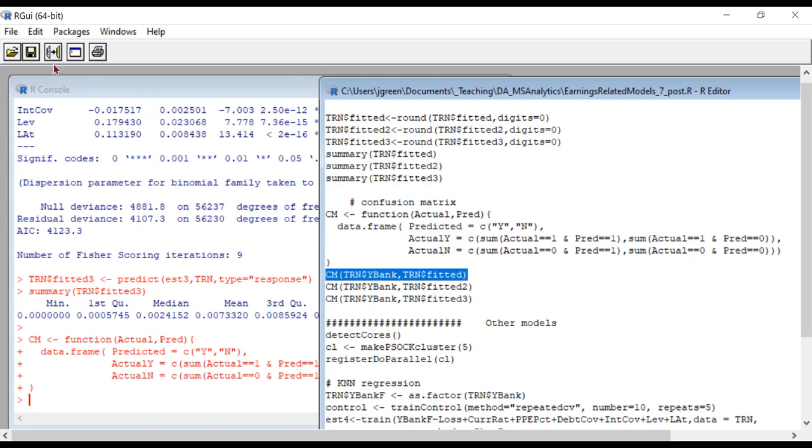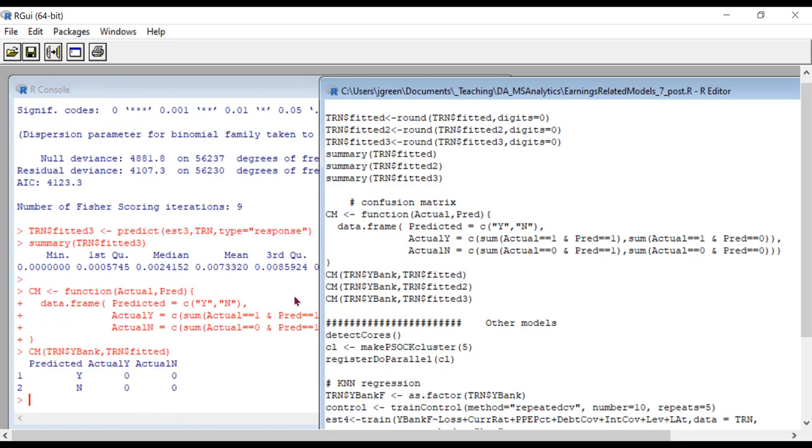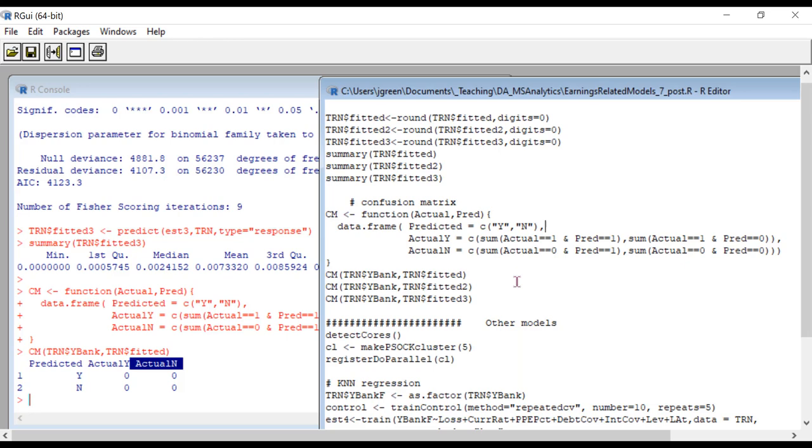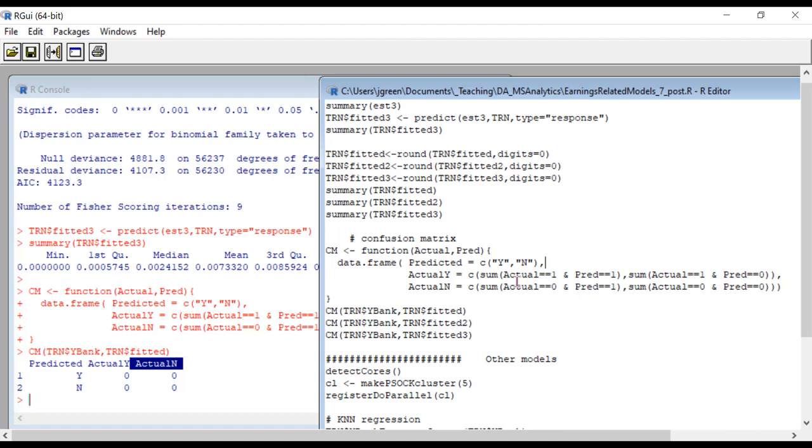So when I run this, this creates a data frame and outputs it from this function that I created. And here it tells me what was predicted: yes, you're bankrupt, or no, you're not bankrupt, and then this is what actually happened. Actually yes, you were bankrupt, and actually no, you were not bankrupt. Well, what happened here is that for the linear probability model, none were predicted to be equal to 1, and here's the problem that I wanted to talk about.